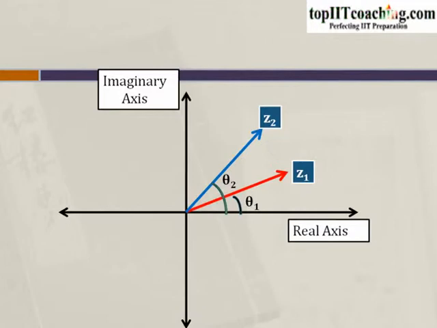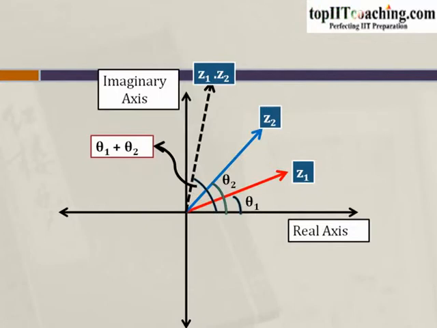Now, if we multiply both these complex numbers, then the modulus would be modulus of z1 into modulus of z2, and similarly the argument would be theta 1 plus theta 2. Thus, when we multiply, we get this as a complex number z1 into z2. Here what we see is the magnitude or the modulus of this complex number would be modulus of z1 into modulus of z2, and the argument would be theta 1 plus theta 2.